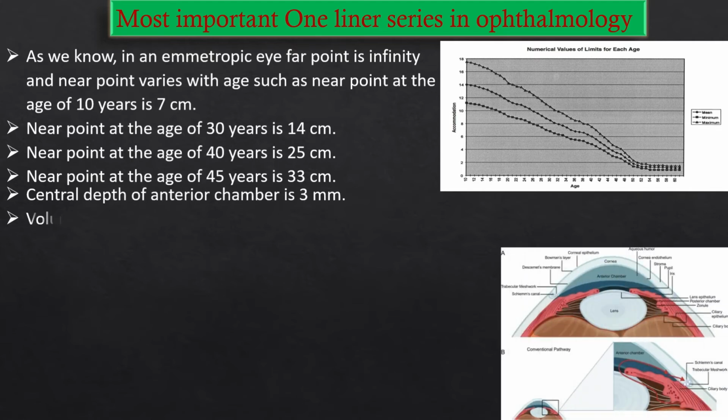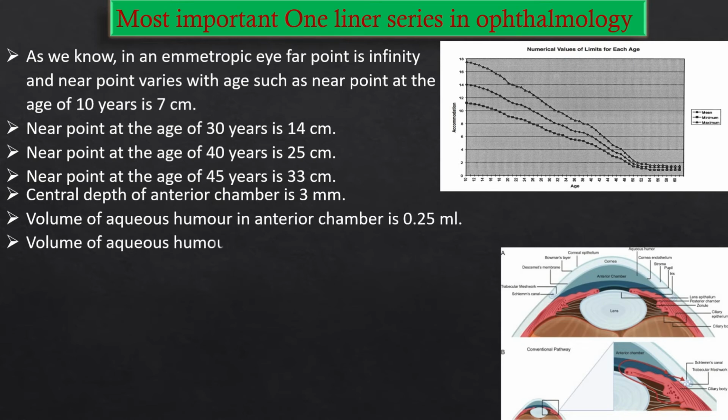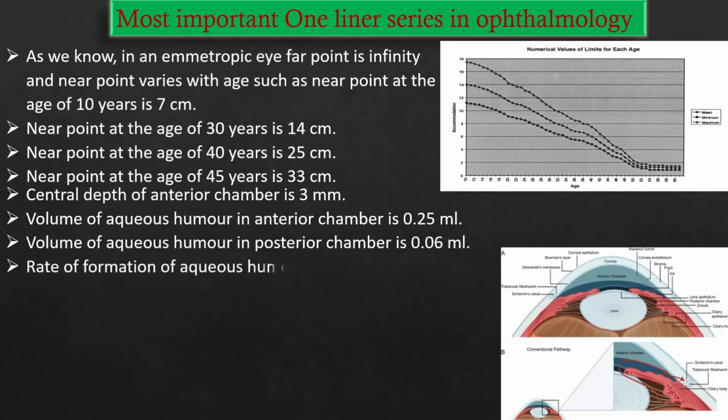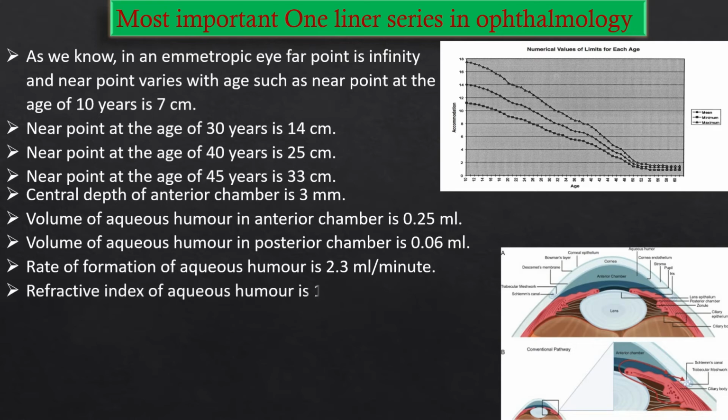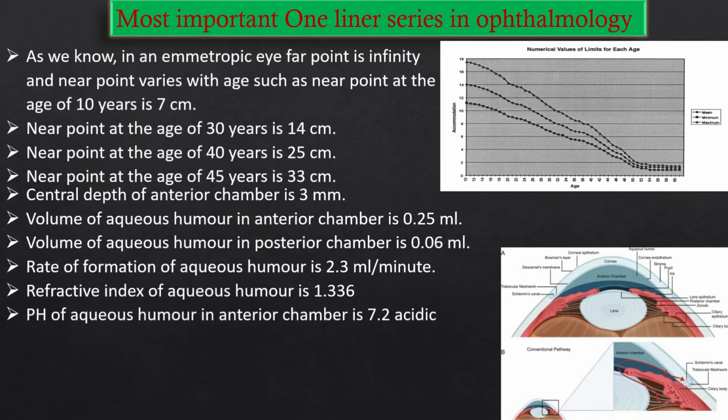Volume of aqueous humor in anterior chamber is 0.25 ml. Volume of aqueous humor in posterior chamber is 0.06 ml. Rate of formation of aqueous humor is 2.3 ml per minute. Refractive index of aqueous humor is 1.336. pH of aqueous humor in anterior chamber is 7.2.